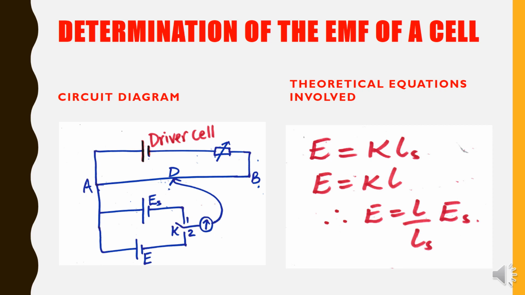So that is why we say that ES is equal to KLS, where K is the PD per centimeter of the wire. Then the switch is now thrown to position 2, and the jockey again tapped along the wire until the balance point is obtained. So you measure the new balance length, and cell ES will now be disconnected and it will only be cell E that is in the circuit. So the EMF is equal to KL. So dividing equation 1 by 2, we simplify and come up with the EMF of the cell as L over LS times ES. That is the EMF of a cell.